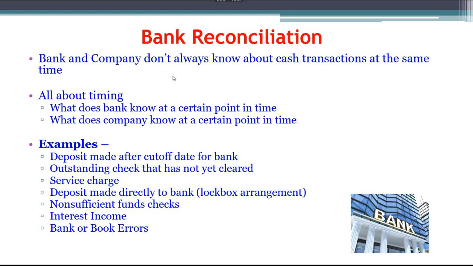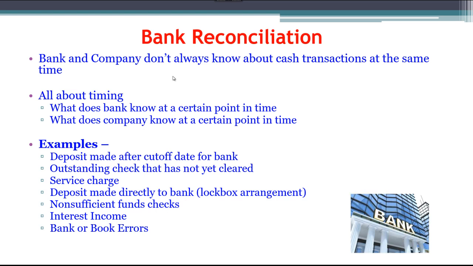There might be a non-sufficient funds check, or an NSF check. What this basically means is that a customer has written you a check that bounced. Now, you thought it was good cash, so you have it in your cash records, but the bank said, no, it's not valid. We're not including it on your bank statement. So you need to make an adjustment to correct it.